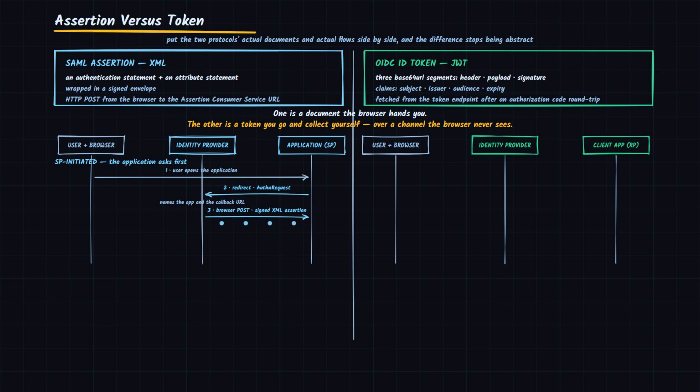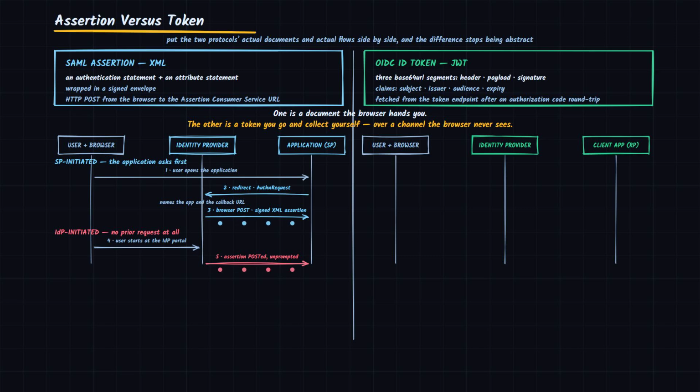In IdP-initiated flow, there's no prior request at all. The user starts at the identity provider itself, or a company portal it powers, clicks a tile for the application, and the identity provider generates an assertion and posts it to the application unprompted.